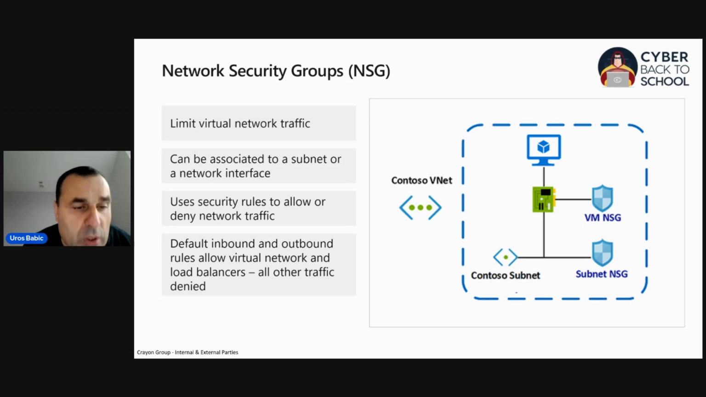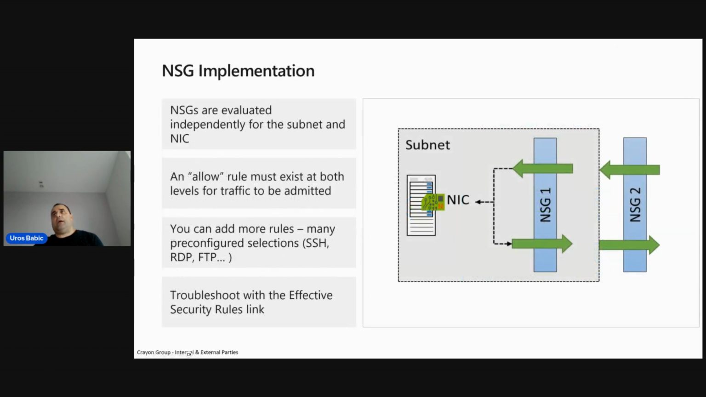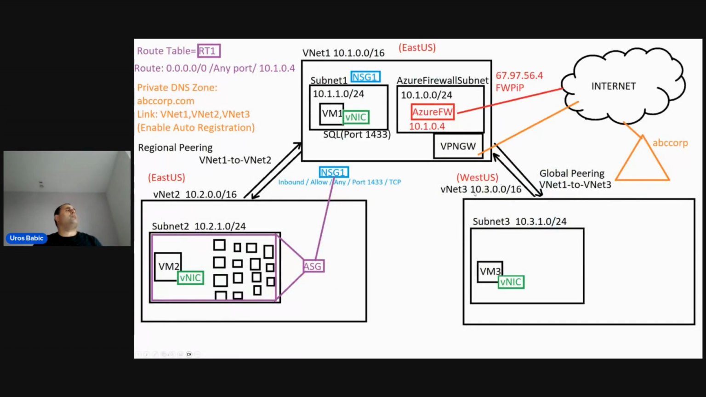Default inbound and outbound rules allow network traffic and load balancer traffic, and all other traffic is denied. How traffic is evaluated I explained previously, but we have a lot of different approaches. As I mentioned before, network security implementation is when we connect different network security groups with the network interface card. All of these network security groups are evaluated independently for the subnet and NIC. And I can add more rules. I can define many pre-configured selections for SSH, RDP and FTP, troubleshooting with the security rules link, and so on. And that is a very good example.